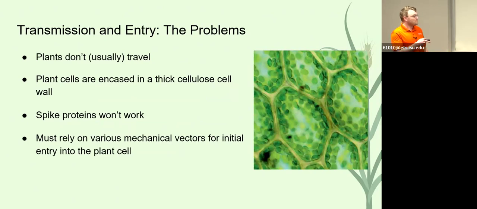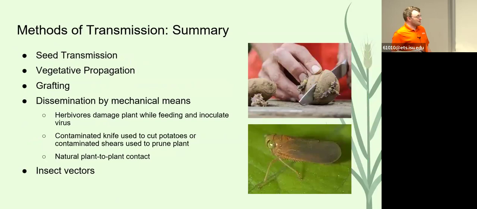So they have to rely on mechanical vectors to get them into the plant cell. So they have to have something transport them physically, carry them from one plant to another, and then physically punch them into the cell. So there are a couple of ways of doing this.